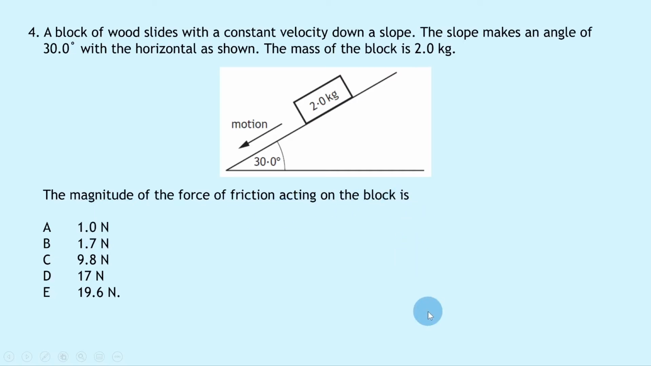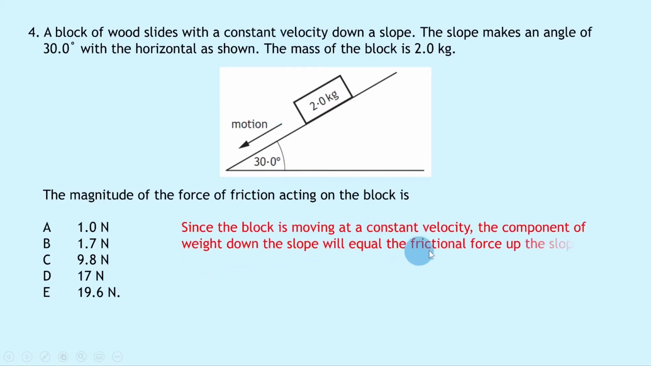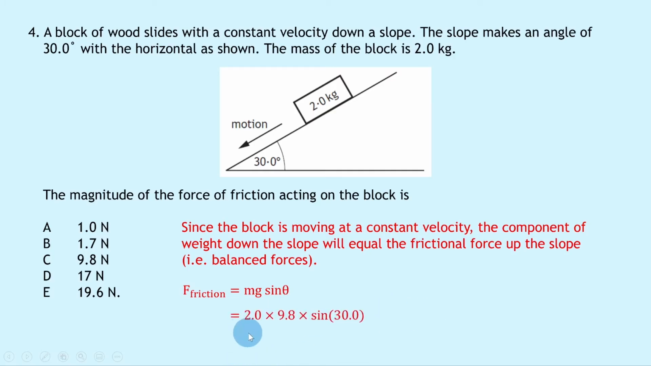Well, firstly we need to notice these key words, constant velocity. So since the block is moving at a constant velocity, the component of weight down the slope will equal the frictional force up the slope, i.e. we'll have balanced forces. So basically, to find the frictional force acting up the slope, we just need to find the component of the weight down the slope. And remember that is given by the expression mg sine theta. So we can say F friction equals mg sine theta, which equals the mass 2.0 times gravitational field strength on Earth 9.8 times sine of 30, which is equal to 9.8 newtons. So this is the answer C.